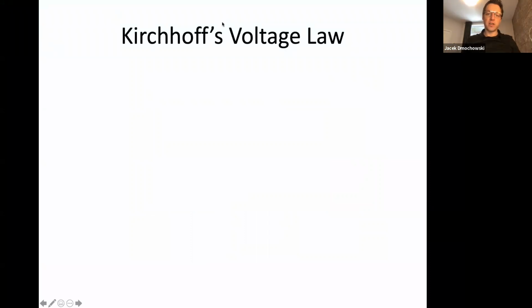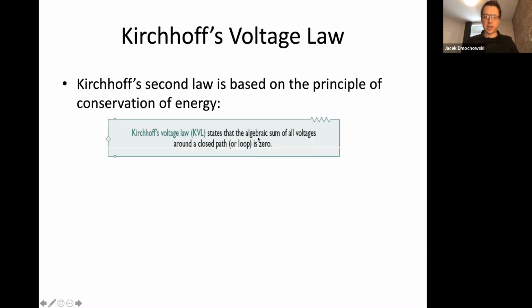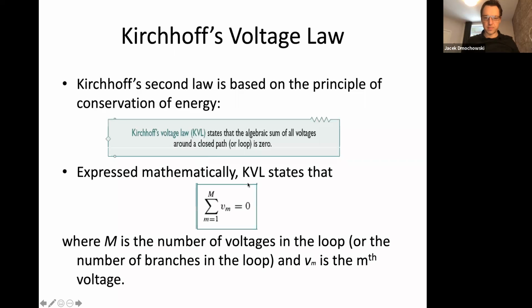So the voltage law is based on the conservation of energy. It states that the algebraic sum of all voltages around a loop is equal to 0. Mathematically, this is the sum of V_m, where the index m ranges from 1 to M, equals 0. Capital M here is the number of voltages in the loop, or the number of branches in the loop, and V_m is the mth voltage.